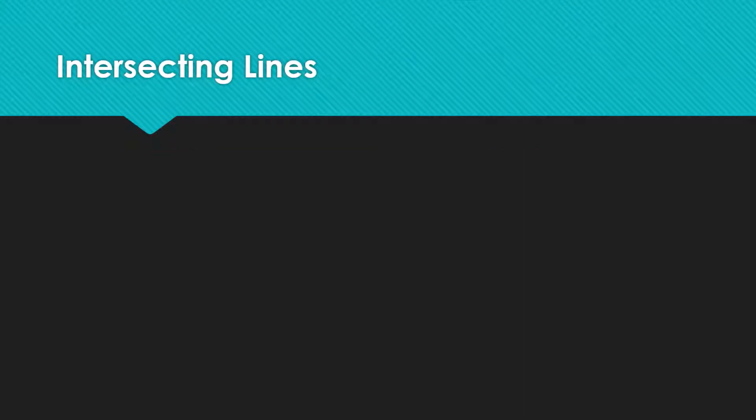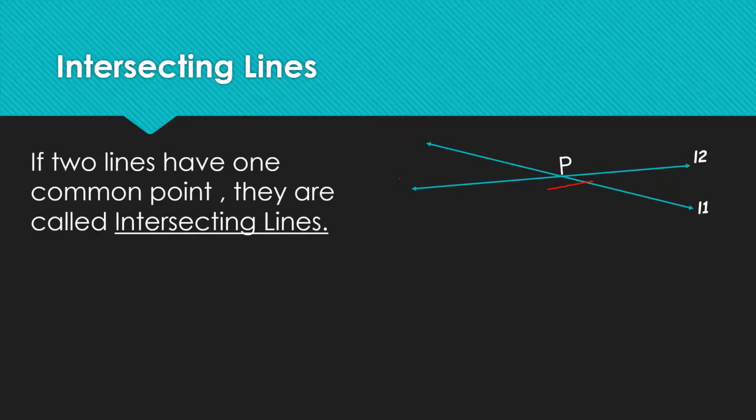Now, our next topic is intersecting lines. Here you will see 2 lines, L1 and L2. Both the lines pass through a common point, that is P. If 2 lines have a common point, if they intersect at a common point, then they are called intersecting lines.